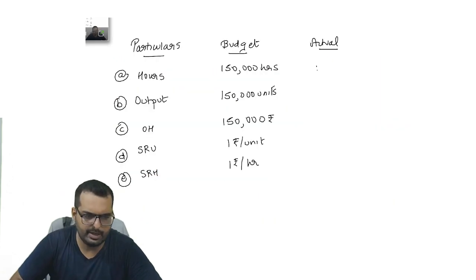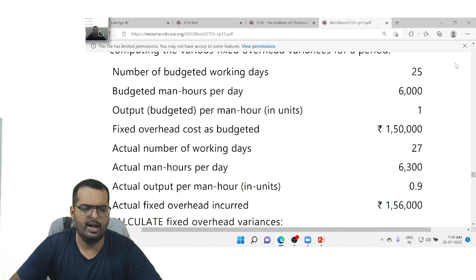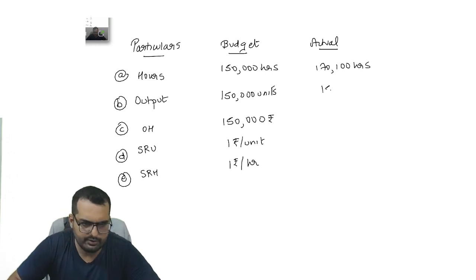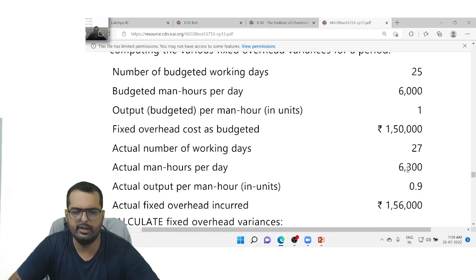Whereas the actual number of days worked is 27 days into 6,300. So actual hours became 1,70,100 hours. All right. And they have told output per man hour is 0.9. So they produced only 1,53,090 is what they have produced.